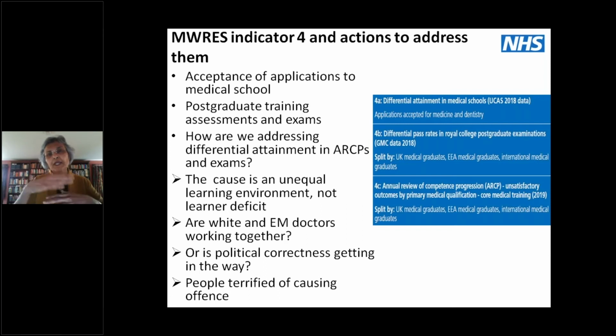But our white and ethnic minority doctors among the trainees, as well as amongst us, the supervisors and the deans and so on, are we working together to resolve this? Or is political correctness getting in the way? Sir Michael alluded to this a bit. People are terrified now of causing offense. How can we get over that to bring about some honest conversations in good faith to resolve these issues?